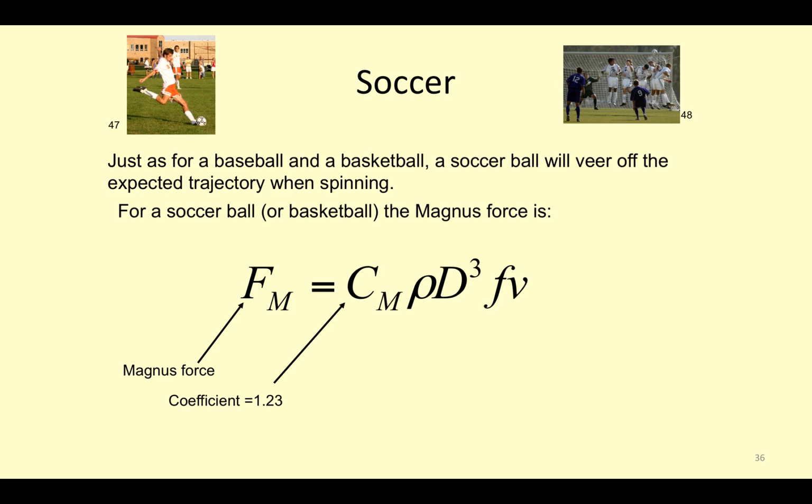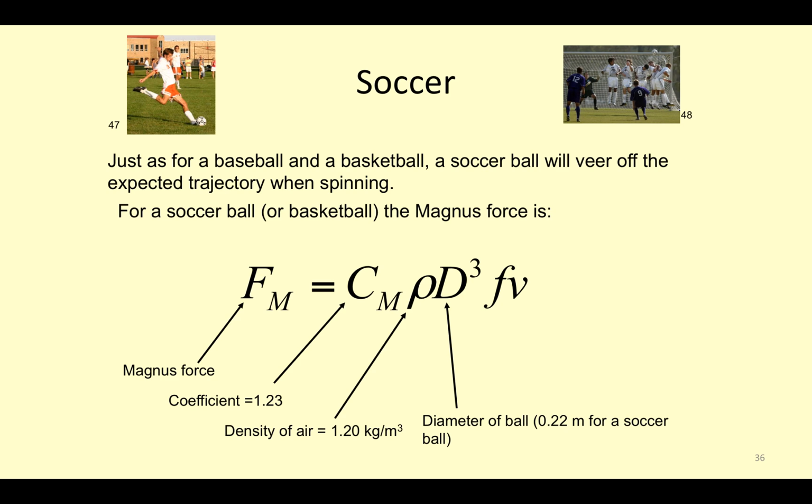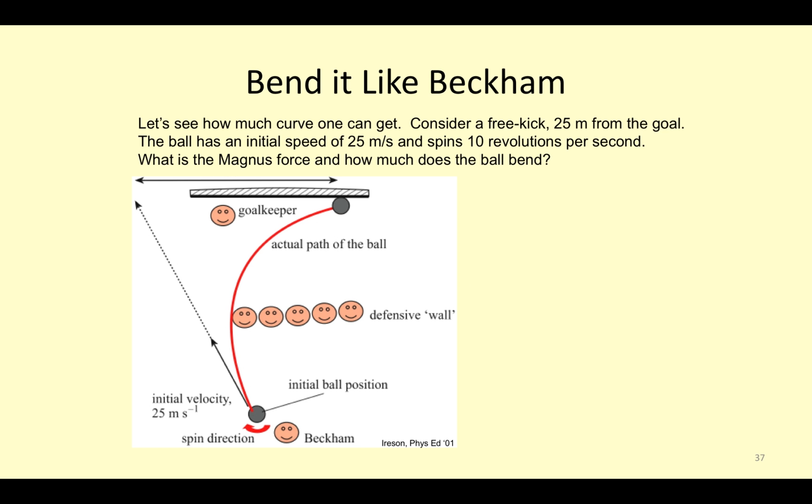And for a soccer ball, I think it's 2. P is the density of air, 1.20. I like to use 1.29 myself, or 1.3. D is the diameter of the ball. Then the spin rate, how fast it's spinning, the frequency of its spin, and the velocity. Okay, and so you will do one for a baseball, right? Which will have the exact same thing.